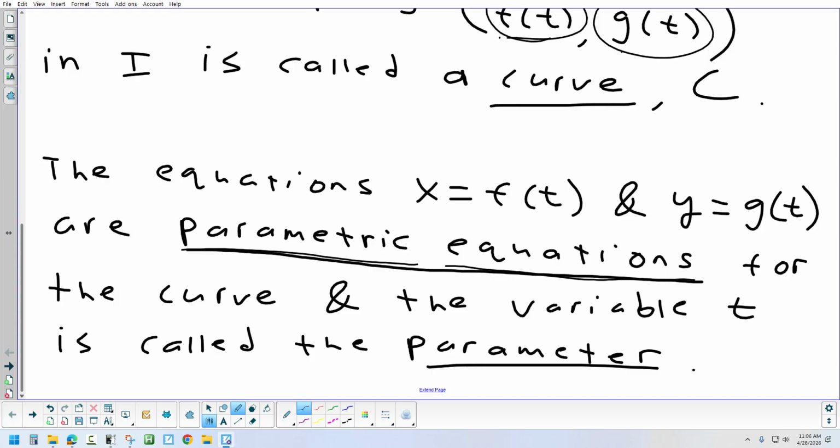Okay. And that letter that we're going to be using, T, normally we call it a variable. Well, in parametric, they call it a parameter. Parameter means the same thing as variable. So if I ask you what value you are plugging in for the parameter, I'm basically just saying what value are you plugging in for the variable T. Same thing.